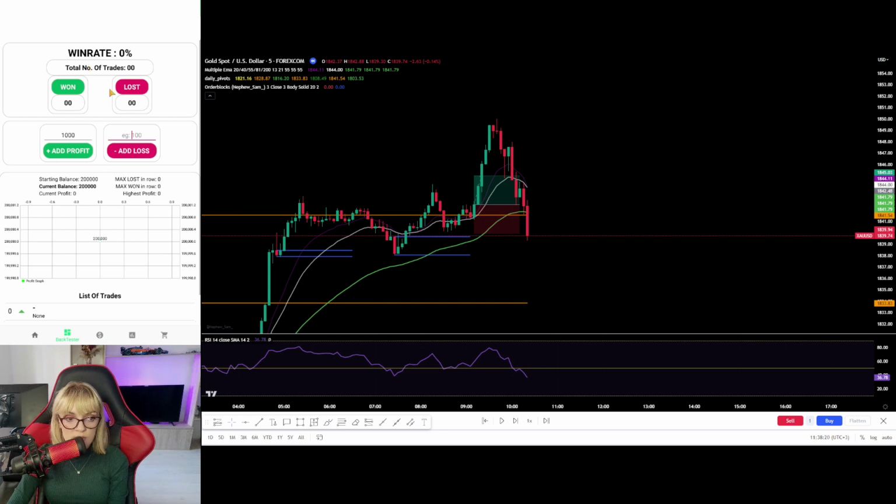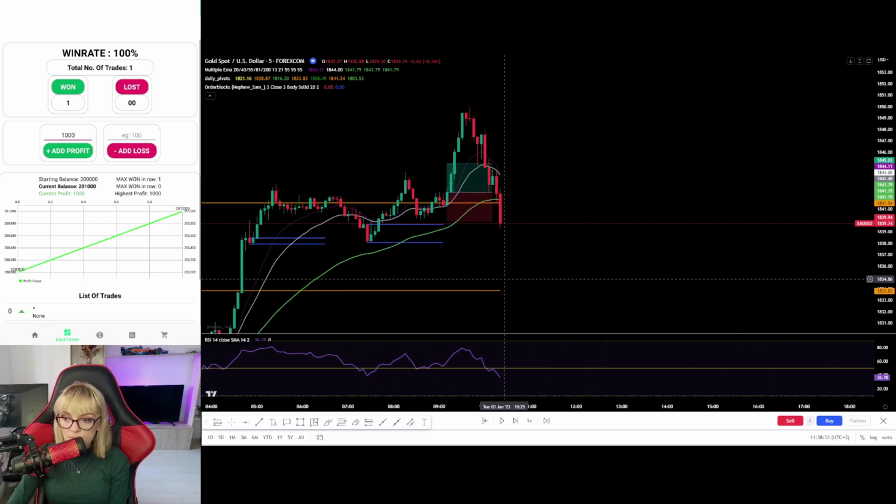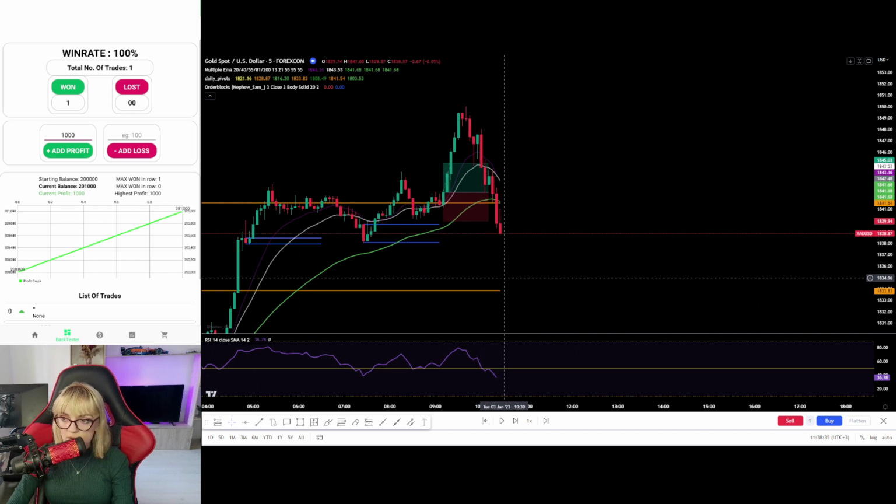But still we locked here a 1-to-1, and let's add here our profit. So a 200k account, a 0.5% risk per trade, a 1-to-1 trade, so 1k US dollars win for this trade. Okay, let's see what is going to happen next.